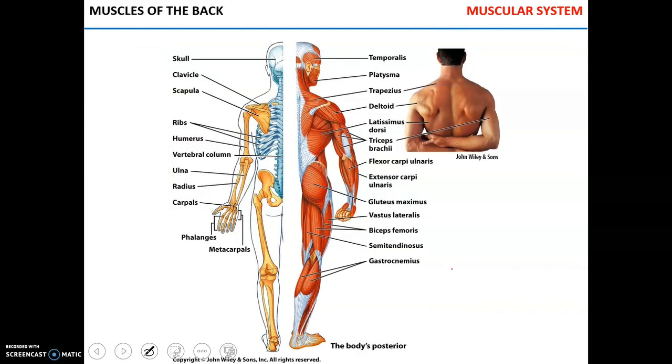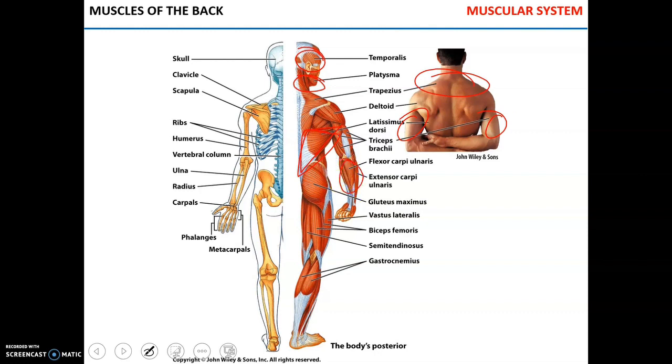Some muscles of the back. So temporalis muscle on the side of your head is responsible for chewing movements. Platysma stabilizes your neck, and trapezius is responsible for elevating your shoulders. I already mentioned deltoid, I'm not going to stop at that. Latissimus dorsi is the largest muscle in the human body. It is responsible for the extension of your shoulders. Triceps brachii, extension of the elbows.